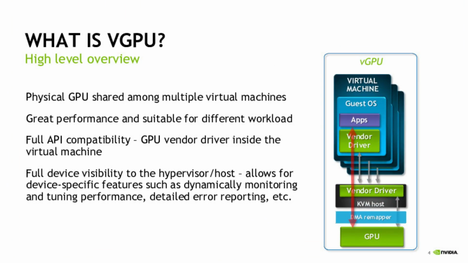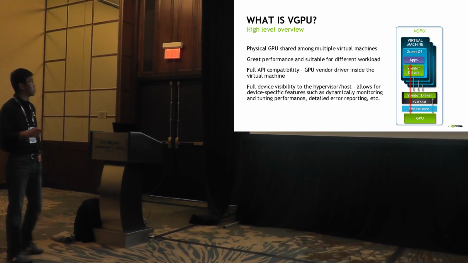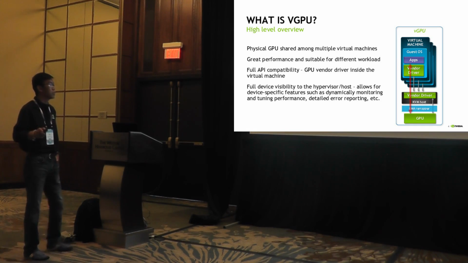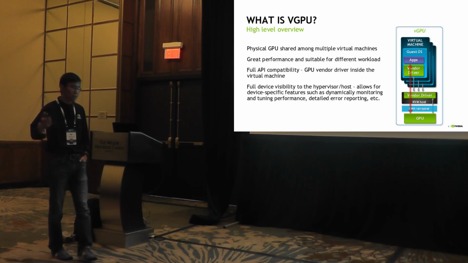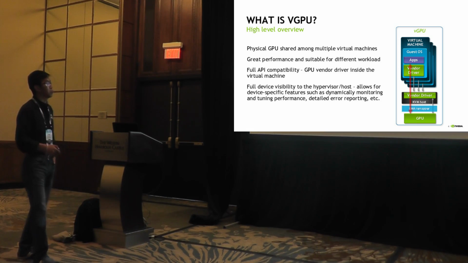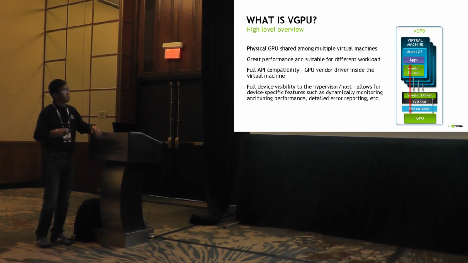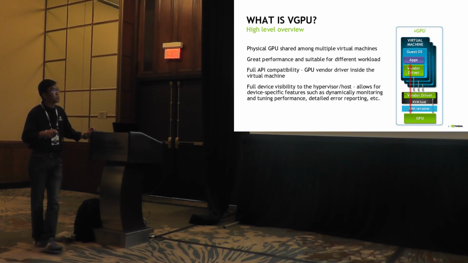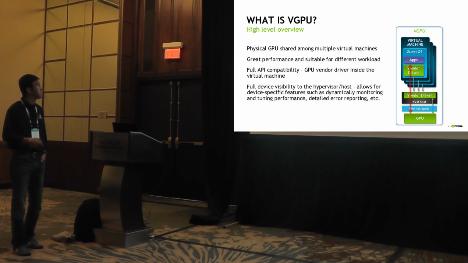This is the high-level view of the VGPU solution. We share the physical GPU among multiple virtual machines, and it has great performance and is also suitable for different workloads. The way you achieve the great performance is we have the direct communication path from the application, or from the drivers inside the guest, directly to the GPU itself. I will cover this part later in the talk. And also we provide full API capability because we have vendor specific drivers inside the virtual machine. So if you rely on some OpenGL extensions, vendor extensions, it's all there.